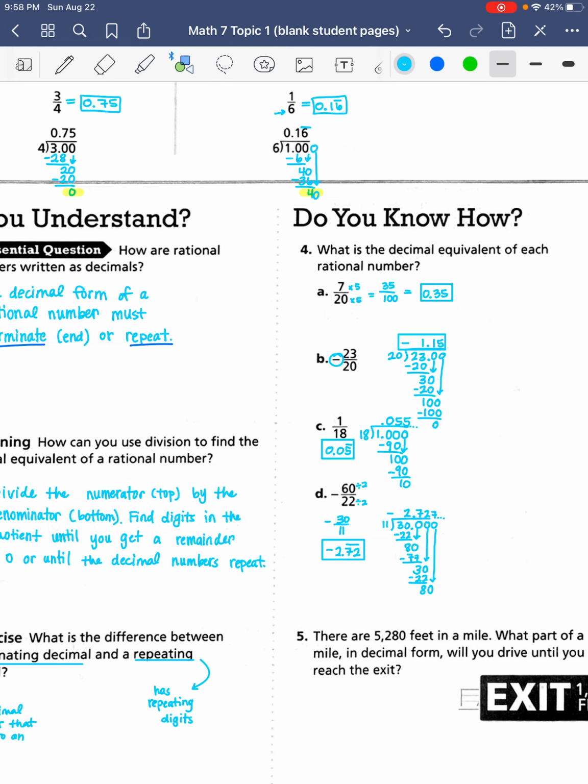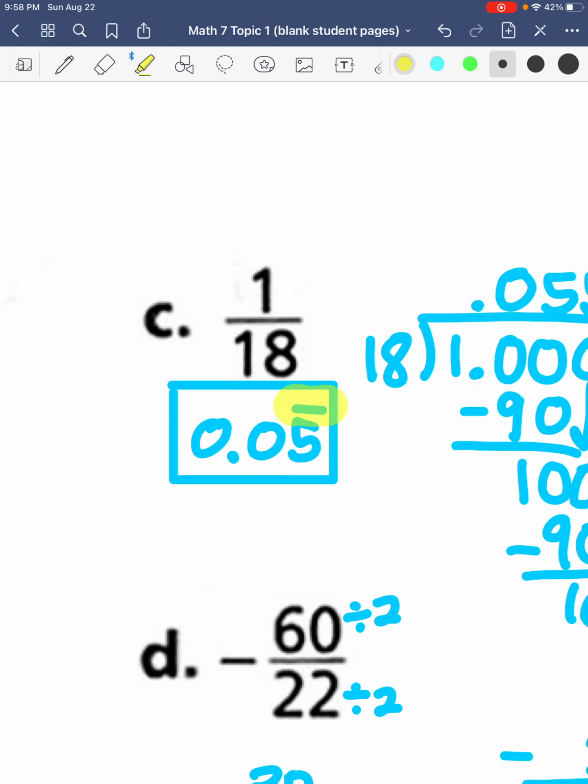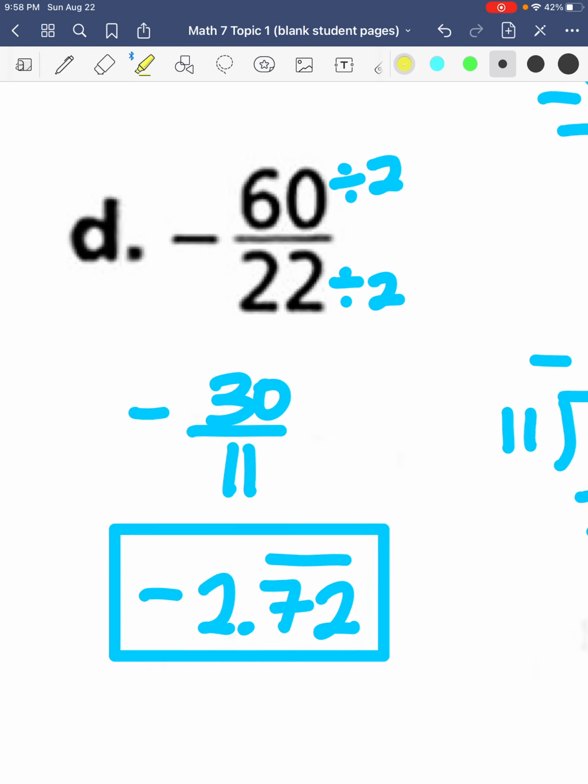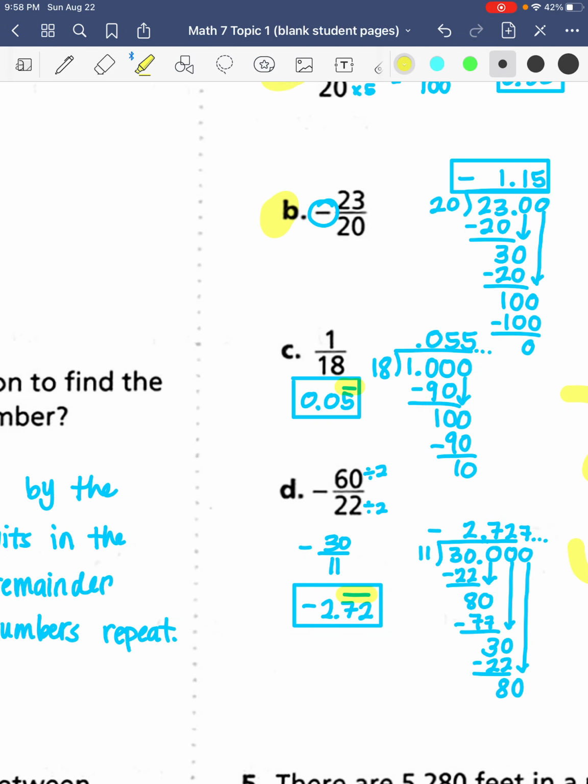Okay, so we figured out the decimal equivalent of each of these numbers. I do want to point out that A and B were terminating decimals, while C and D right here were repeating decimals. Remember, we represented that repeating with the line over the digits that repeat.